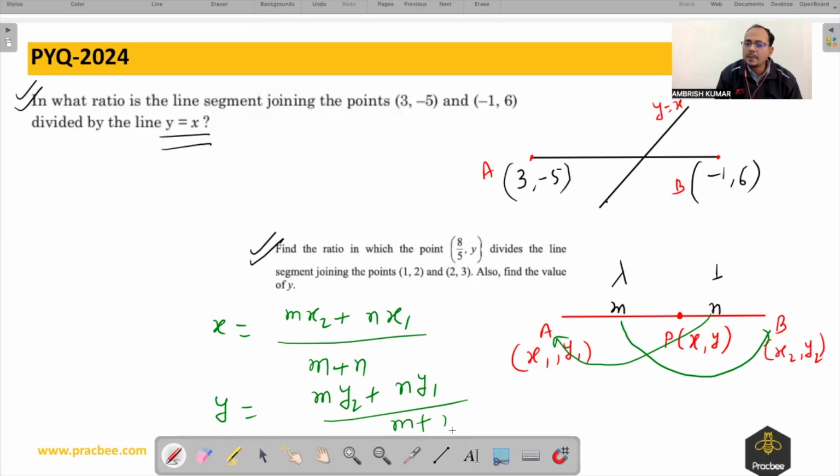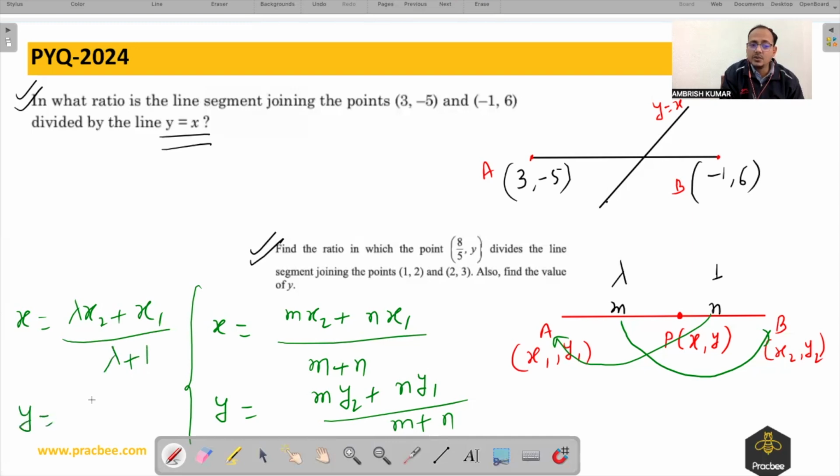Now if you take the ratio as lambda ratio 1, the x coordinate will be lambda x2 plus x1 by lambda plus 1, and the y coordinate is lambda y2 plus y1 by lambda plus 1. So when we have to take some ratio, we always take the ratio like lambda ratio 1. That will make your calculation easy. So if you take the ratio as lambda ratio 1, let us say this point is P, whose coordinate we take as x comma y.